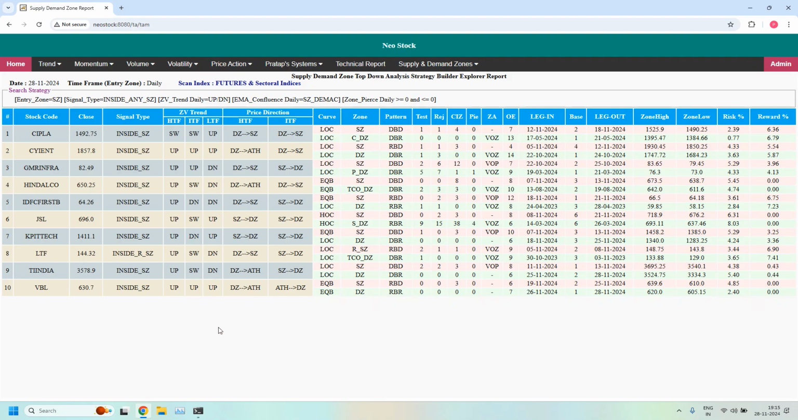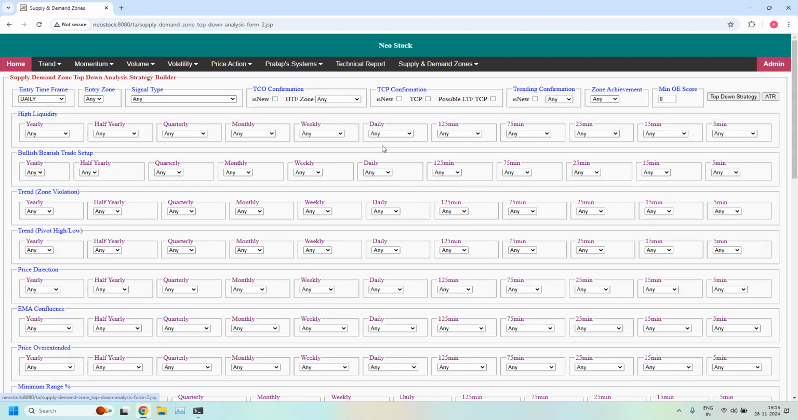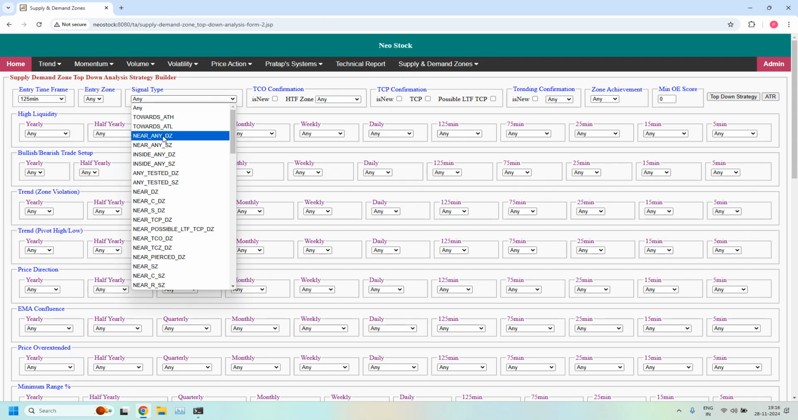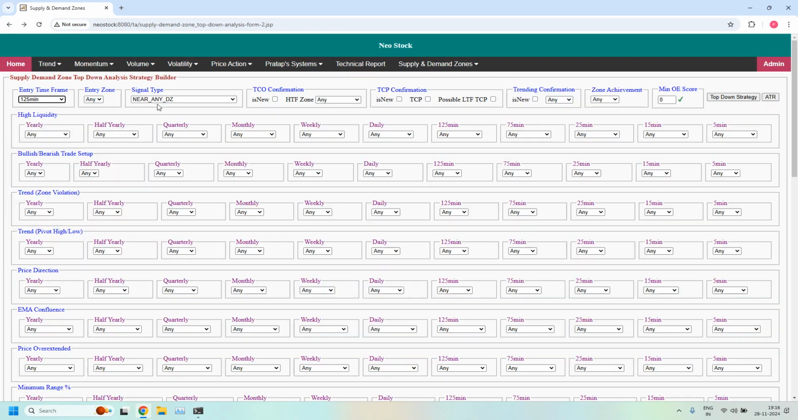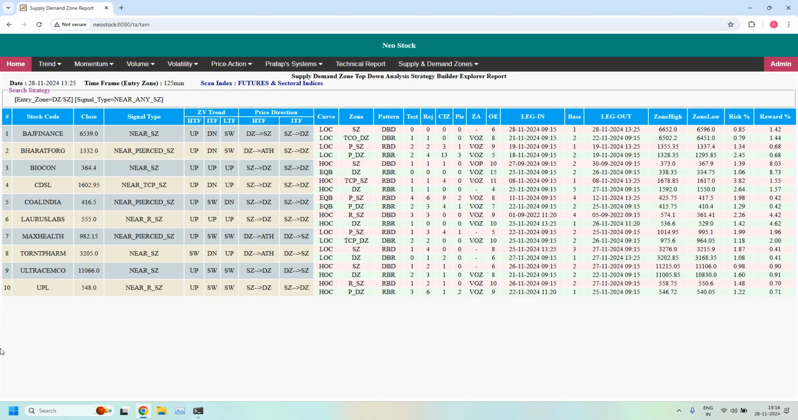Here downtrend related zones can be planned for bearish trade setup. Uptrend related supply zones we can plan for counter trend trade setup. That way you can use this list. Okay, this is about daily time frame. Next time frame is 125 minutes. Stocks near 125 minutes demand zone. 8 stocks are filtered. Next 125 minutes time frame, stocks near 125 minutes supply zone, we got 10 stocks.